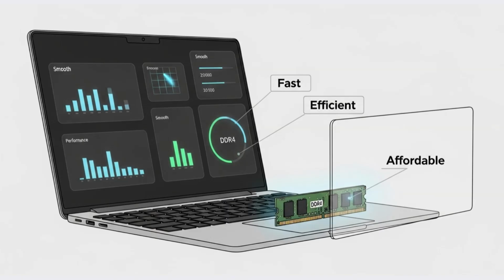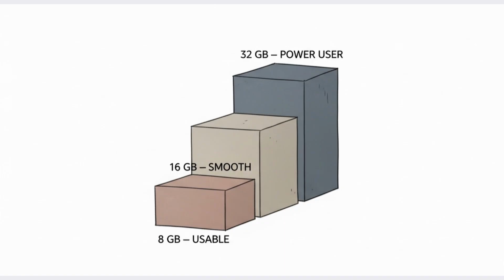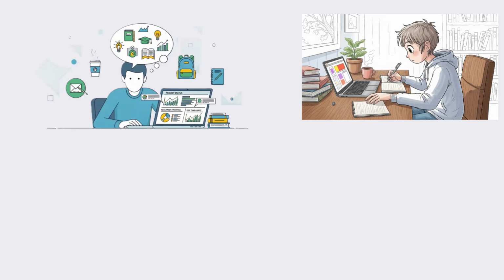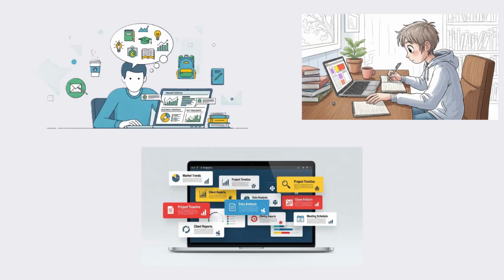With DDR4, 8 gigabytes feels usable. 16 gigabytes feels smooth. 32 gigabytes is great for heavy work. It's perfect for students, office work, browsing with many tabs, light photo and video editing, gaming. DDR4 is stable, affordable, and well-supported. If you're buying a budget or mid-range system today, DDR4 is still a solid choice.